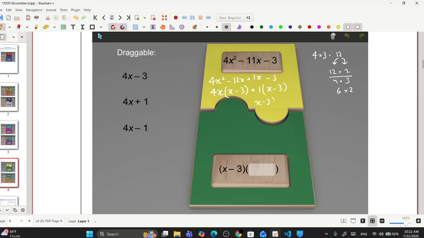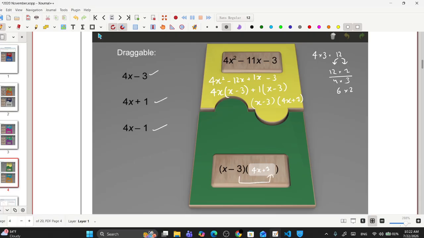Now, the second method was that you should have identified that the answer consists of 4x squared minus 11x minus 3. So automatically, the first term in our second bracket had to be a 4. So that satisfies the entire criteria. And the last term is supposed to be 3. Now, we already had 3 in the first bracket.